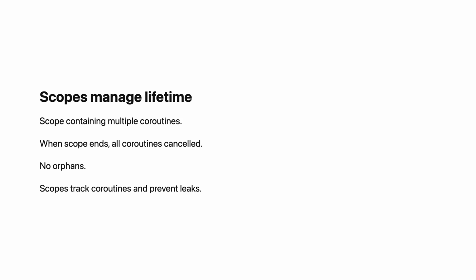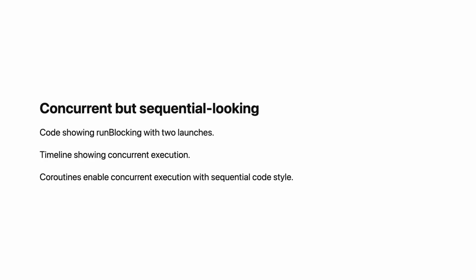Every coroutine runs in a scope. The scope tracks all coroutines launched in it. When the scope ends, its coroutines are cancelled. This is structured concurrency. You cannot launch a coroutine that outlives its scope. No orphan coroutines. runBlocking creates a scope that blocks until all its coroutines complete. Good for main functions and tests. coroutineScope creates a scope that suspends until complete. Good for grouping related operations. Scopes prevent leaks. If you forget to wait for a coroutine, the scope handles it.